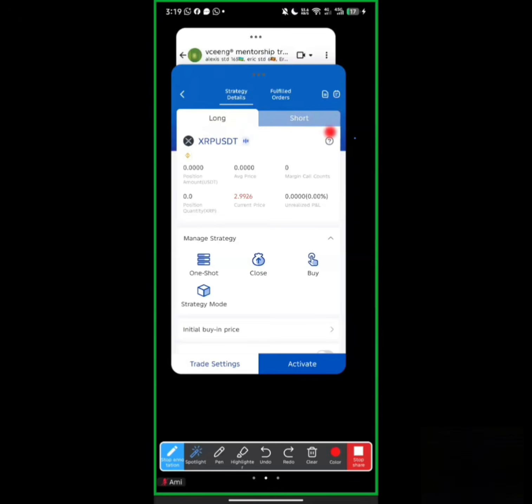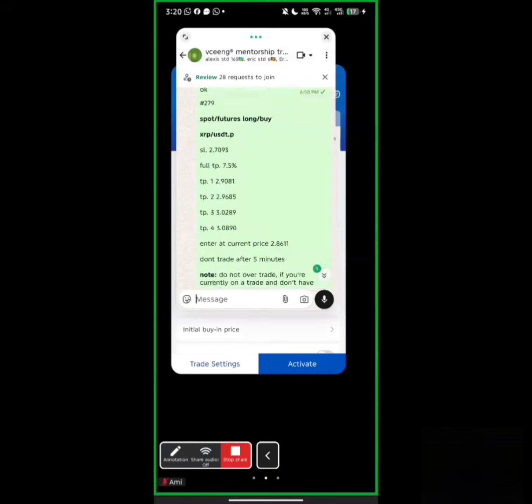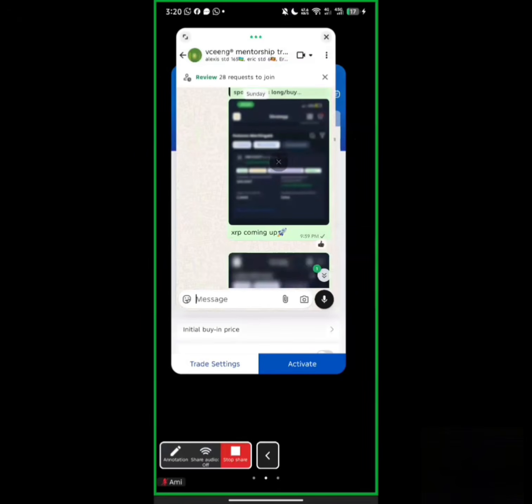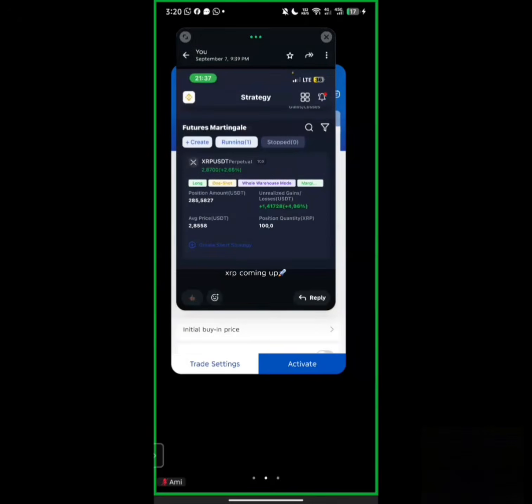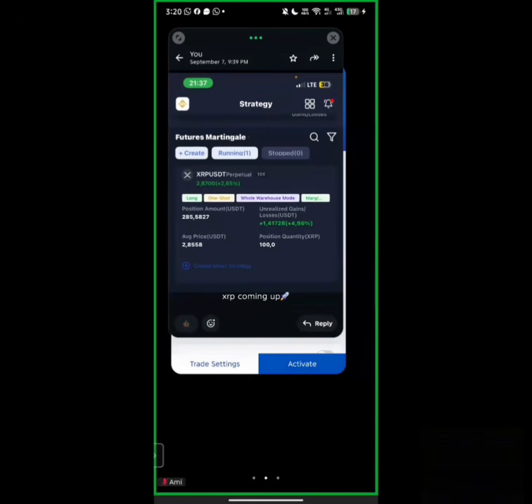Please, very important. And after you start the trade, it's going to show there that the side you are trading is long or short. Just like you have it here, you can see when you start the trade, it's going to show in the trade that you are trading long.